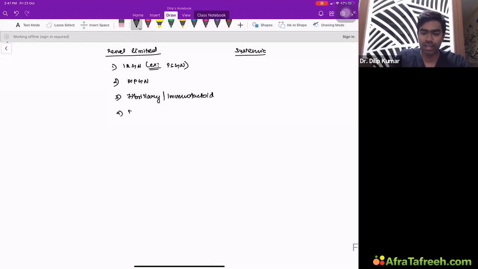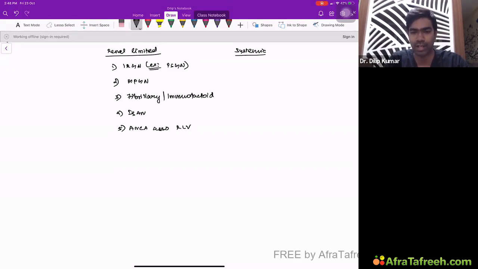Number 4 is IgA nephropathy, not Henoch-Schönlein purpura. IgA nephropathy is a very, very important condition that affects only the kidneys in reality. And there is ANCA-associated renal limited vasculitis, ANCA-associated RLV. That is also something that is going to affect only the kidneys, not any other areas.